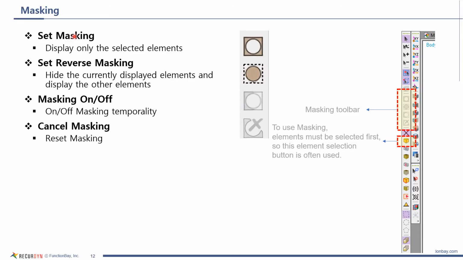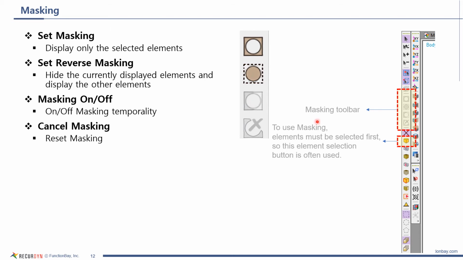Masking is a useful feature when handling complex meshes. After selecting elements, if you click Send Masking, only the selected elements are displayed. At this time, if you click Send Reverse Masking, the elements are displayed in reverse. The masking on-off function temporarily stops or resumes masking. Cancel masking is a function to reset masking.